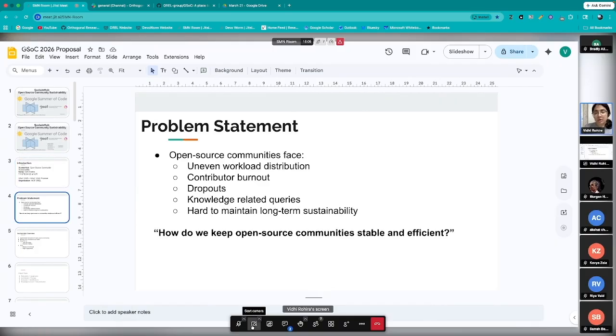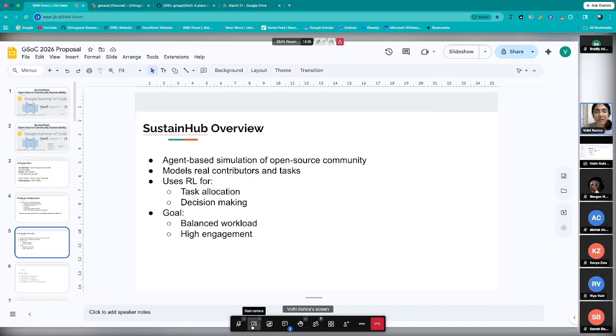Talking about the project, we know that open source communities, for example GitHub is a big example, and we have GitLab and other examples as well. We see that there's uneven workload distribution, contributor burnout, dropouts, knowledge related queries, and whatnot. And then it's hard to maintain long term sustainability. So the main problem statement is: how do we keep an open source community stable and efficient? For that, I propose Sustain Hub.